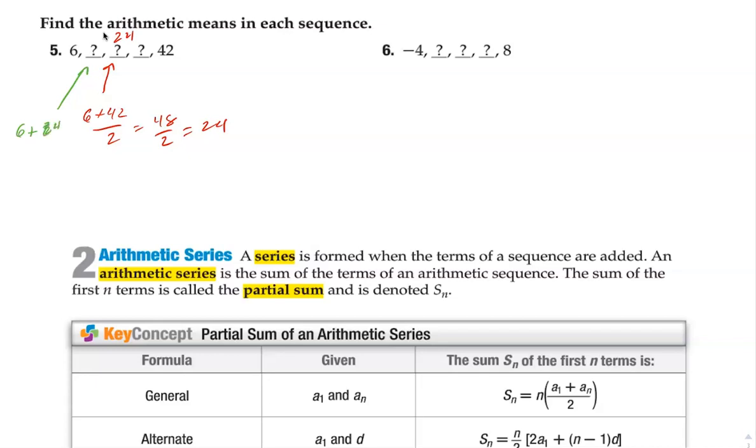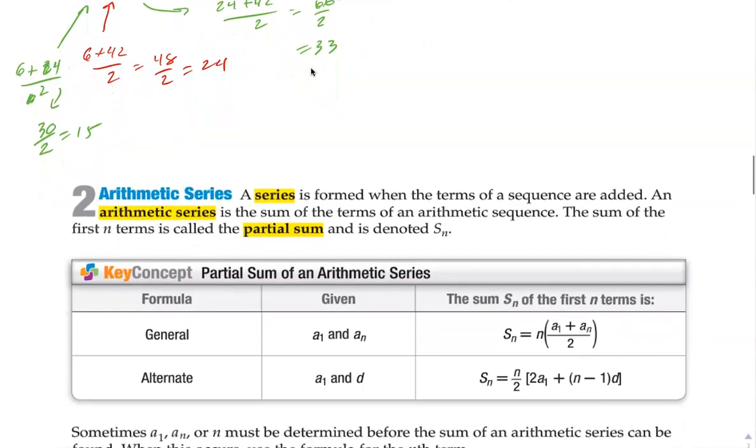So I get 24 plus 6, 30 divided by 2, which is 15. So that's the number that goes there. That's the arithmetic mean of these two. Now do the same thing here. If you want to find the arithmetic mean of 24 and 42, just add the two numbers up and divide by 2. So I'm going to get 66 divided by 2 is 33. And there you go. So we'll do the same thing here, but we should just move on.